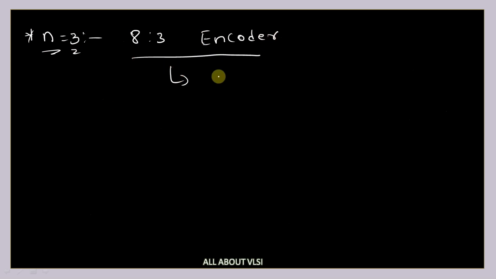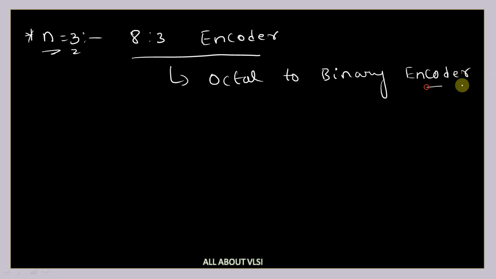Coming to n equal to 3, it becomes an 8 to 3 encoder. This is also known as an octal to binary encoder, because in octal representation you have 8 digits. If you want to convert any octal number into binary, you convert each digit of the octal number into its 3-bit binary equivalent. That is what we are doing with this 8:3 encoder.